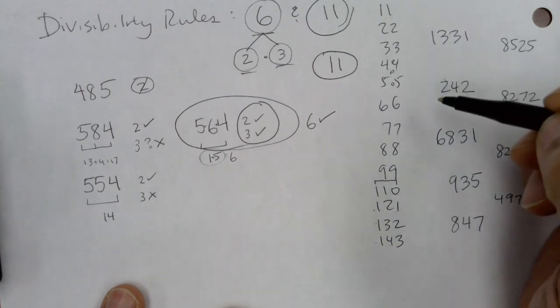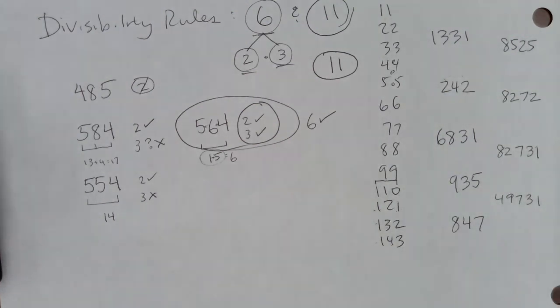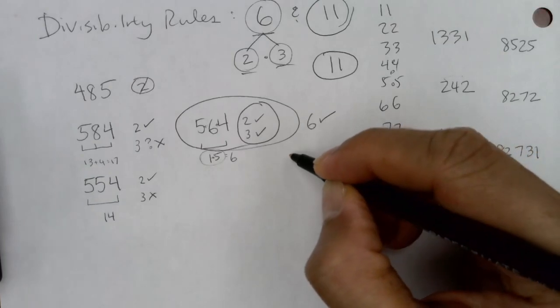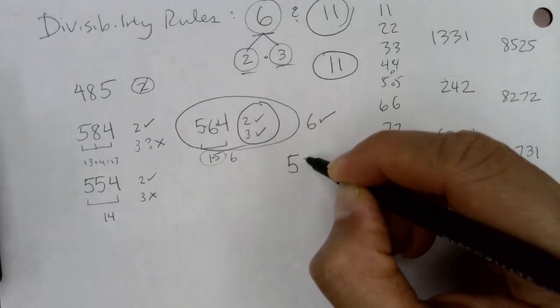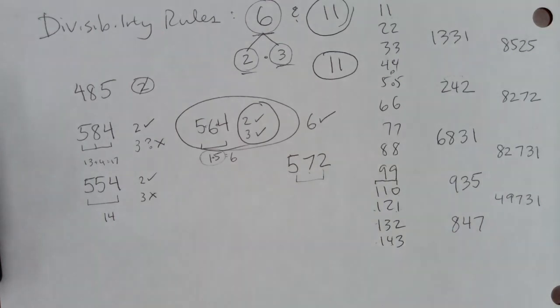We could try this with some other numbers. 2 plus 2 is 4. That's also a multiple of 11. Let me give you another example. 11 times 52 is 572. So 5 plus 2 is 7. So that might be another pattern when it comes to multiples of 11.